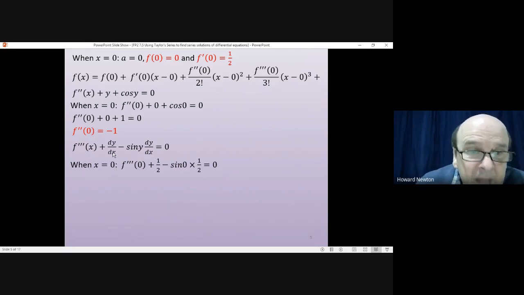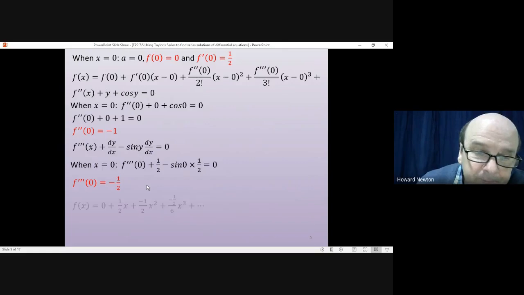So dy by dx, we were told in the question, that's equal to a half when x equals 0. And y is equal to 0 when x equals 0. So we just substitute those in there. That gives us the third differential at 0 is equal to minus a half.